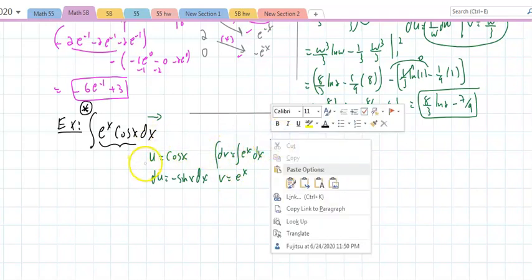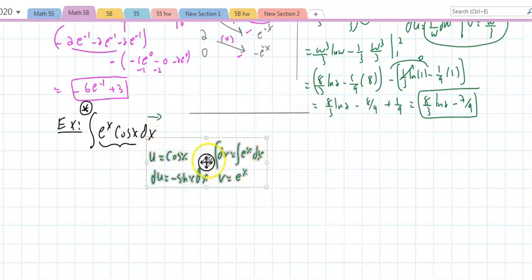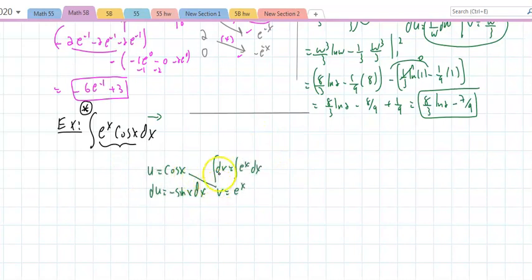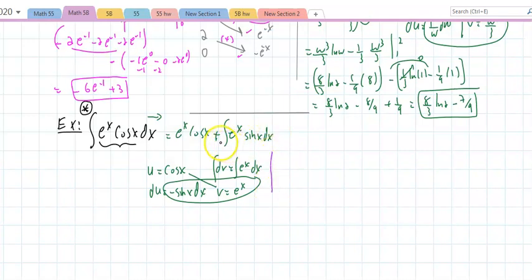This is going to yield u times v, which is e to the x cosine of x minus the integral of v du. Negative times a negative, we're going to be careful here, e to the x sine of x dx. We knew that wasn't going to do anything, meaning we're not going to eliminate the integral. Now I'm going to work this out. So this is e to the x cosine of x plus, and let's see what comes out of that integral.